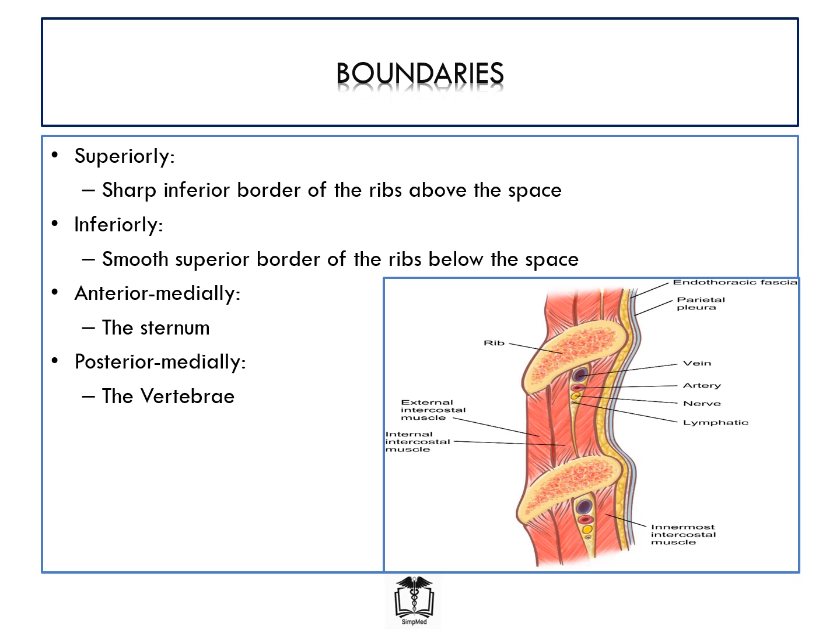So if you look at this picture, this is one intercostal space here. The structure bounding it superiorly will be this sharp border of the ribs above it. What bounds it inferiorly is the smooth superior border of the ribs below it. If you look at this, you'll notice that the border below this intercostal space tends to be smooth and circular in shape.